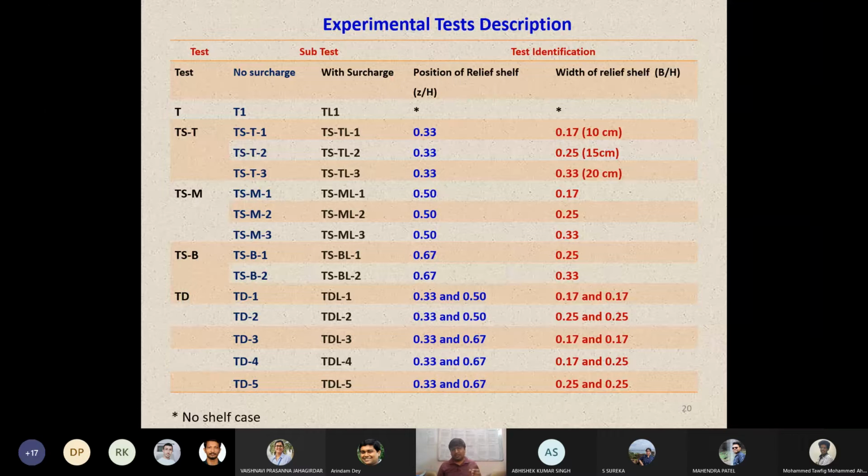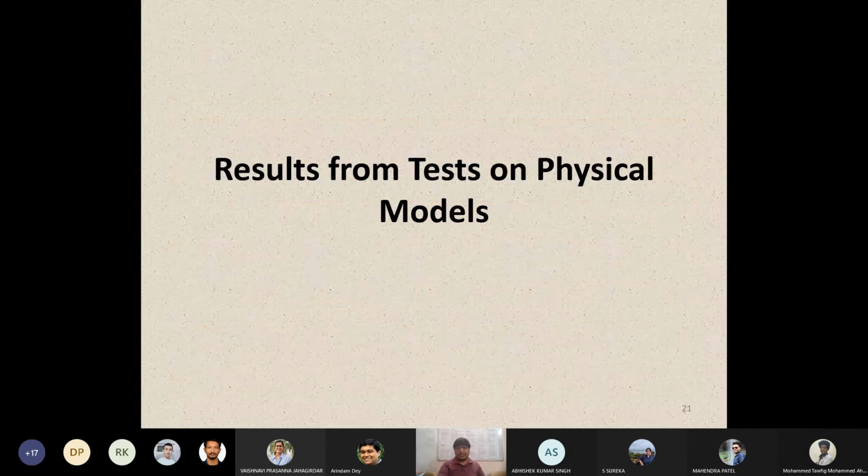Okay, now this is the experimental test description, where we have introduced various combinations of relief shelf positions as well as the width of the relief shelves. So using single relief shelves at various positions, 2 relief shelves as well as 3 relief shelves also. Out of these various experiments, I'll just illustrate what results we have got. So this is segmented into 2 parts, without relief shelf and with relief shelf.